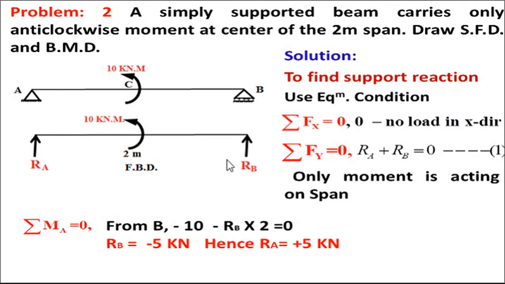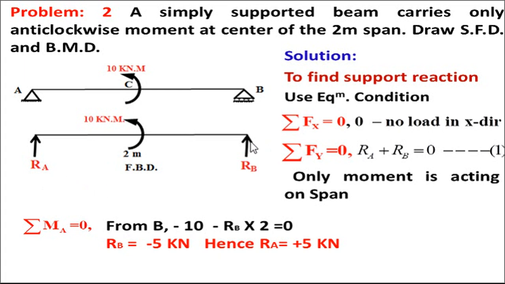So RA plus RB you will get 0, because the moment is not added in the y direction. If you take Fy equal to 0, you will get RA plus RB equal to 0, equation 1. Now take moment about A. Whenever you take moment about A, this moment is anti-clockwise, so it must be negative. And RB is also negative. So minus 10 is the moment, minus RB into 2. So minus 10 equal to 2RB, and then RB equals minus 5, hence RA will be plus 5, because it must be balanced.